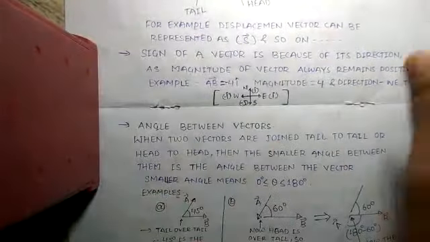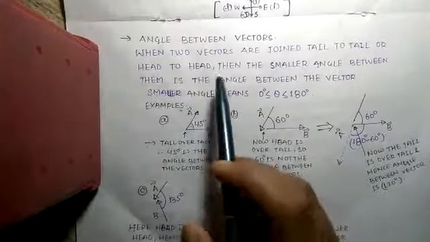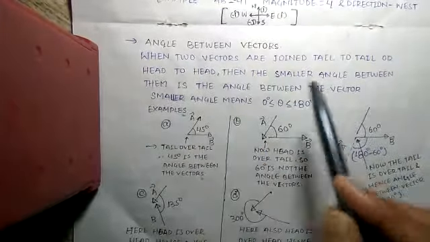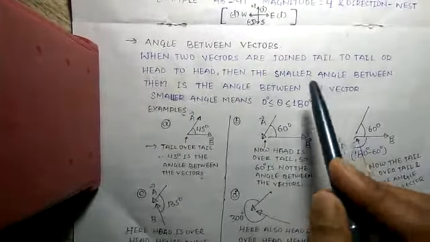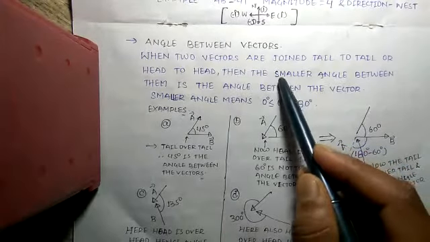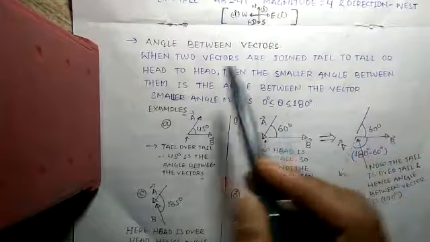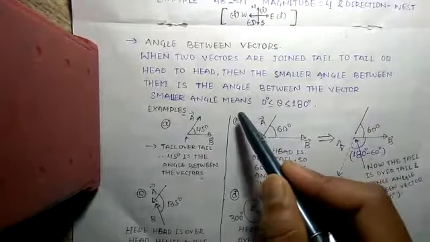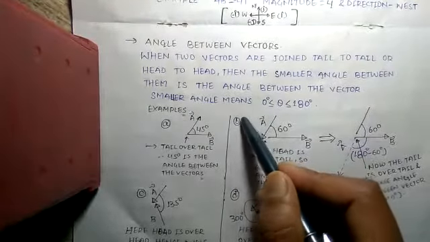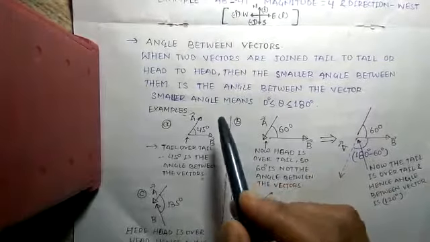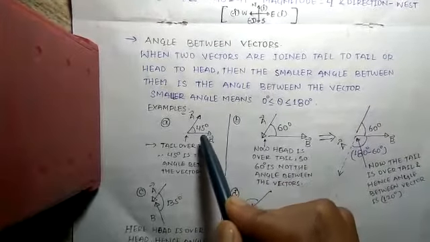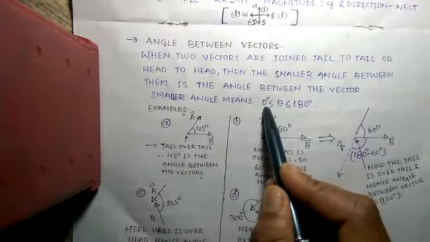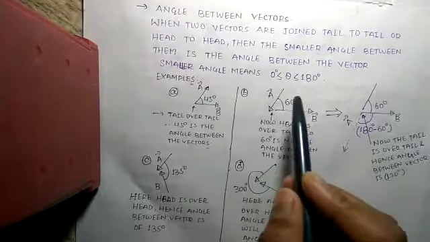Now we'll deal with the angle between the vectors. When two vectors are joined tail to tail or head to head, then the smaller angle between them is the angle between the vectors. Here the most important thing is the smaller angle, with tail over tail or head over head. While looking for the angle, we must check whether the tail is over tail or head is over head, and then we look at the smaller angle, which will range from 0 degree to 180 degree. An example will make it clearer.